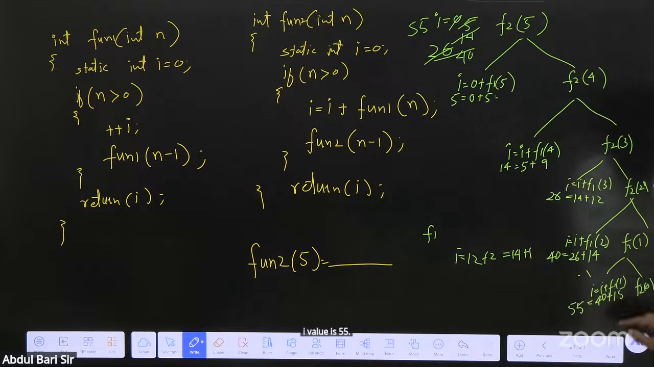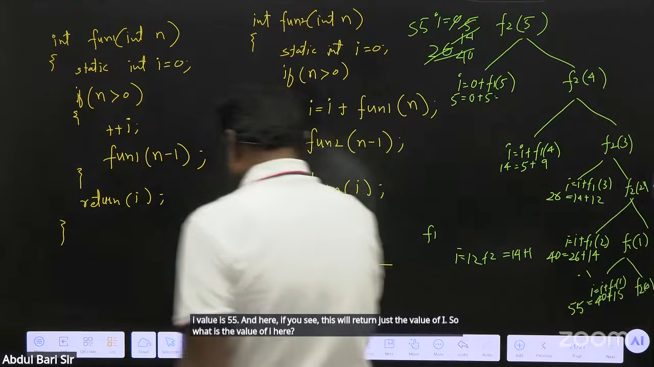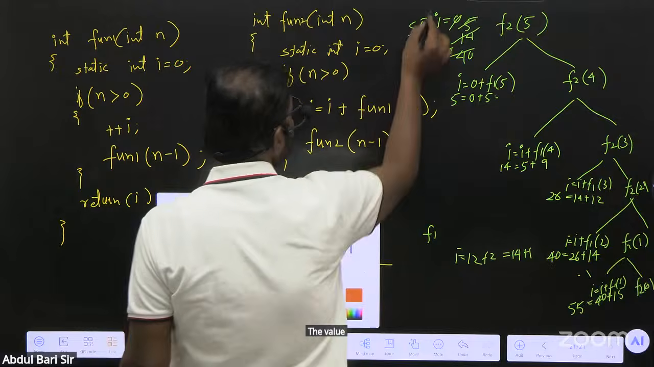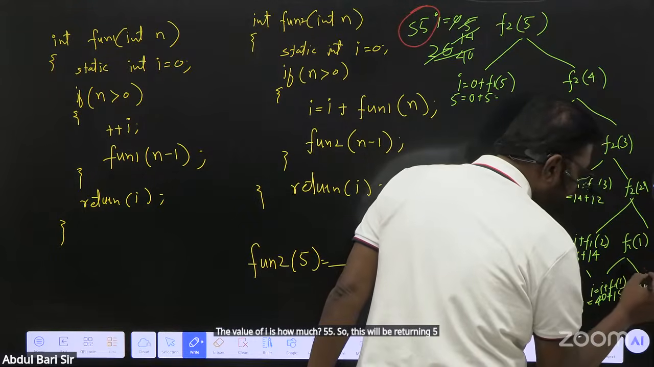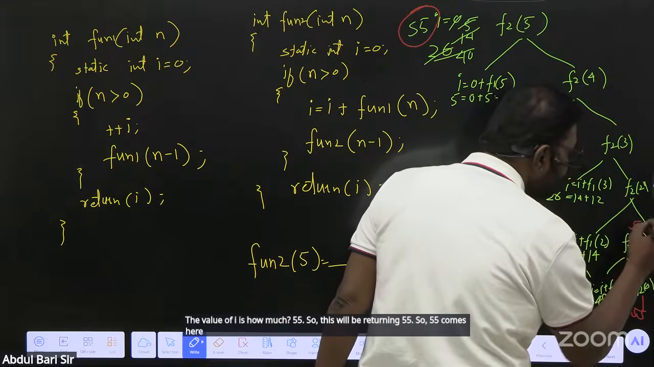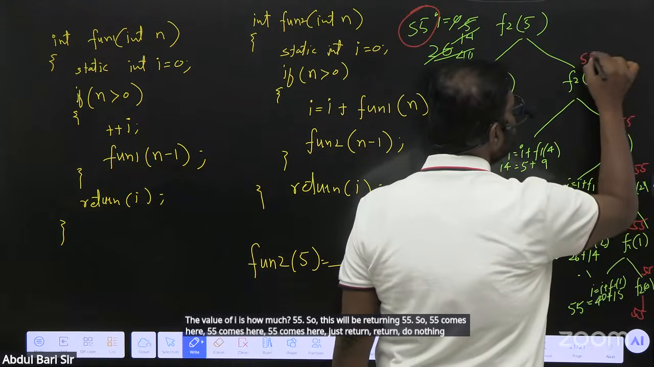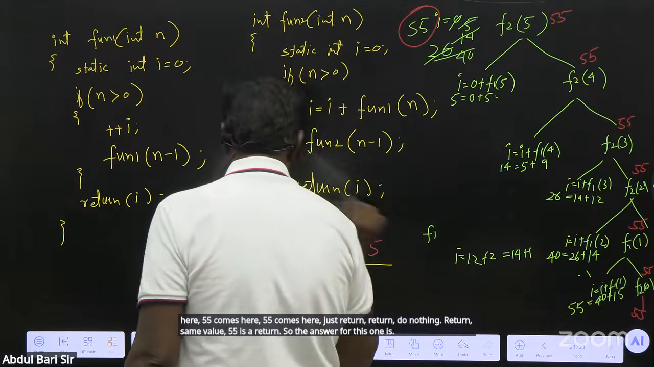And here if you see, this will return just the value of I. So what is the value of I here? Right now we have got this one. The value of I is how much? 55. So this will be returning 55. So 55 comes here, 55 comes here, 55 comes here. Just return, do nothing. Return, same value, 55 is returned. So the answer for this one is 55.